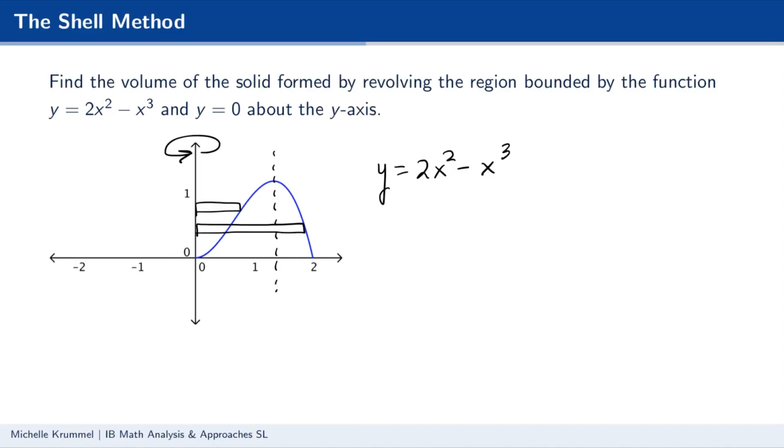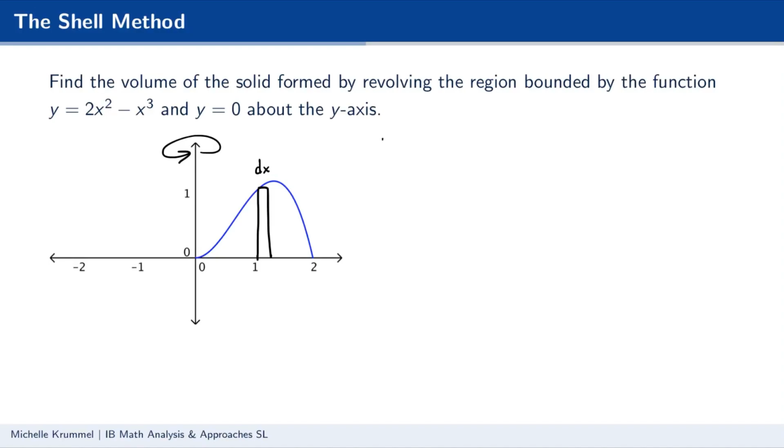I would strongly advise you just go with the shell method right from the start. If we're going to do the shell method, we're rotating around the y-axis, so we draw our rectangle parallel to the axis of rotation. When I have a vertical rectangle, I know that this is going to be a dx problem. So in my setup right away, I can say it's 2 pi times the integral from x equals some value to x equals some value, and at the end I'm going to have a dx. And what do I have in here? My radius times my height. So that's my basic setup.